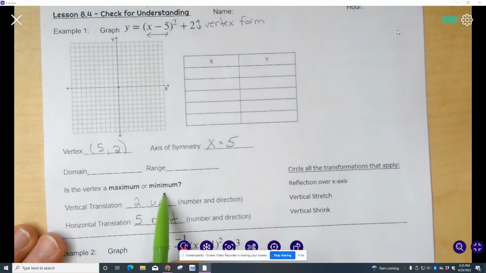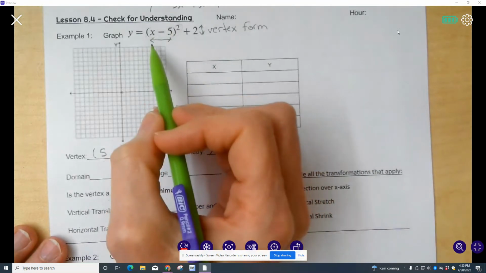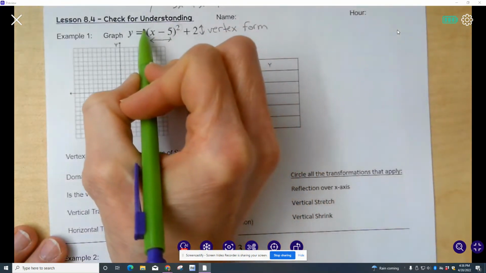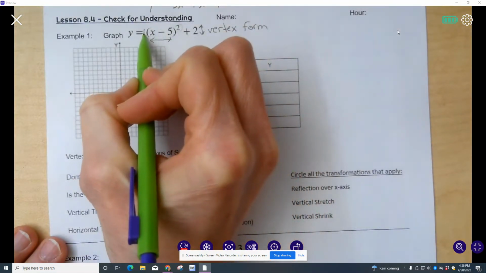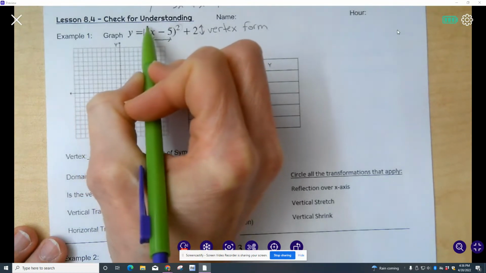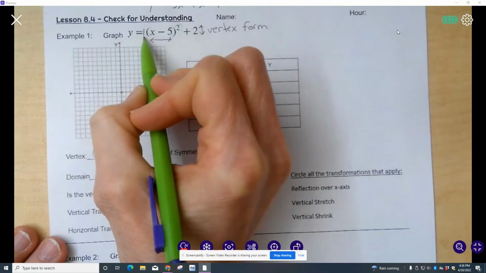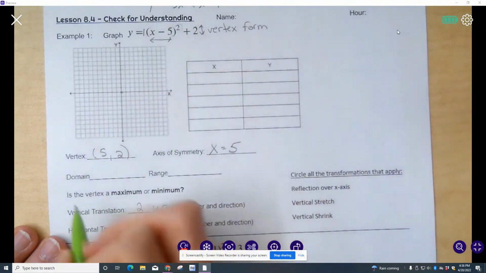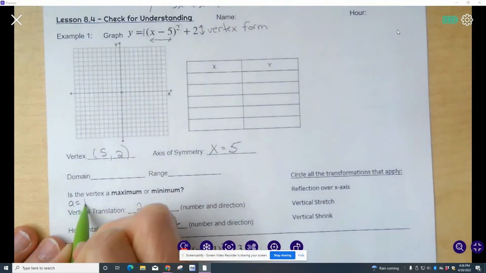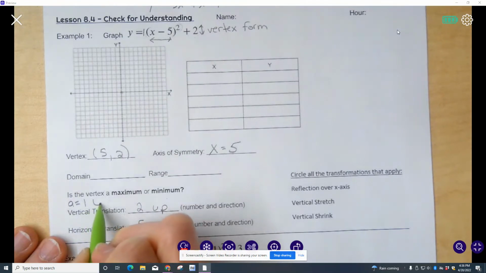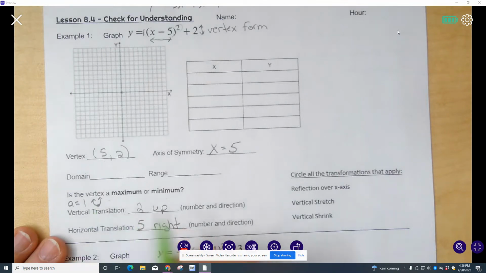Max or min. This vertex form has an a value that's right in front of there. We don't have a number in front of the parentheses on this one. So the a equals 1. So remind yourself that if a is positive, that means you have a smiley face. And if you have a smiley face, you have the bottom of a roller coaster. So you have a minimum.